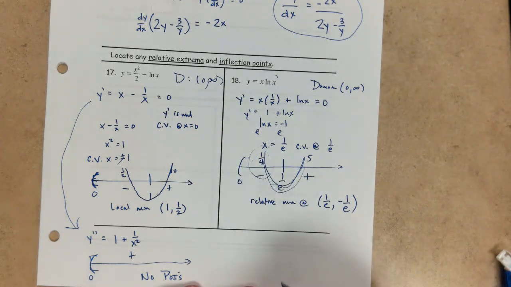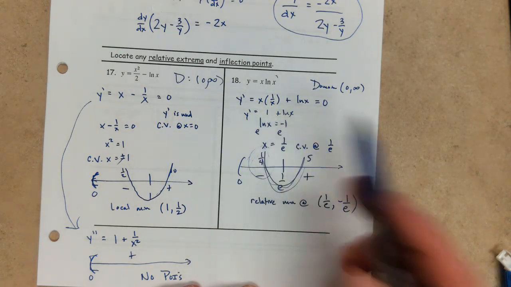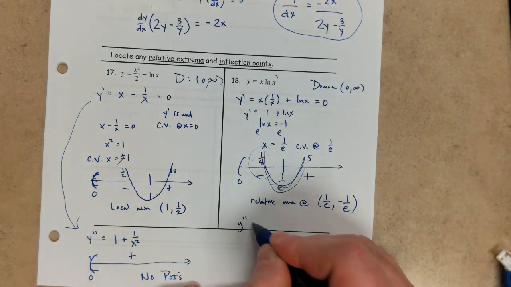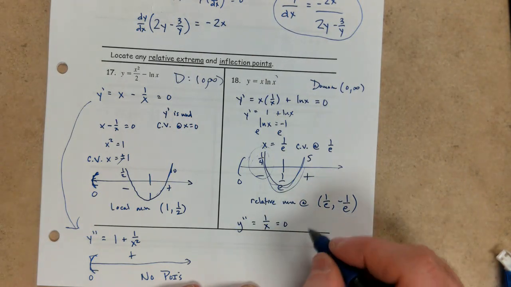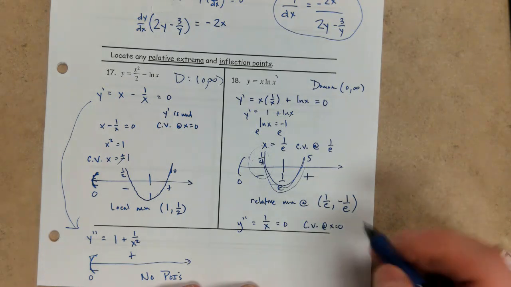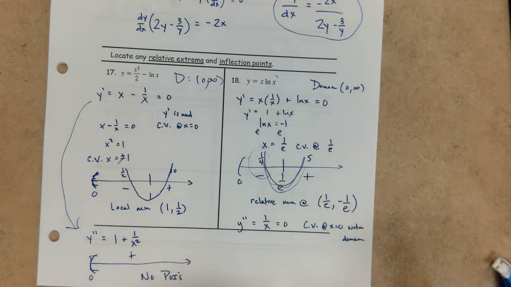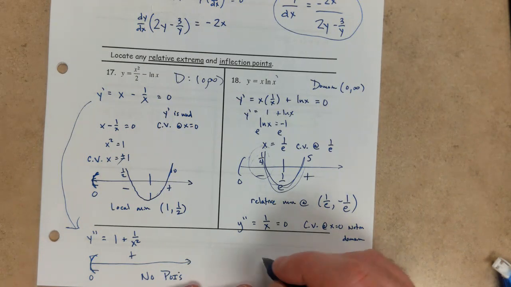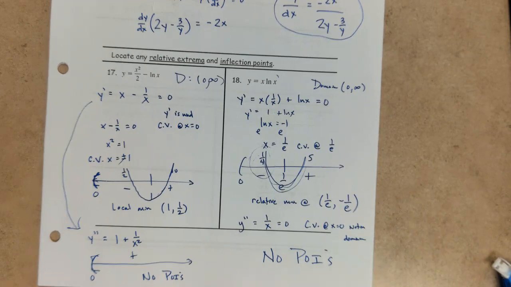Then let's try to find inflection points. Finding the second derivative of this is actually really easy. The second derivative is just going to be 1 over x, which equals 0. So we have a critical value at x equals 0, but it's not in the domain. So there's really no place to have an inflection point, because we don't have any critical values in our domain. So this is a no POI as well.